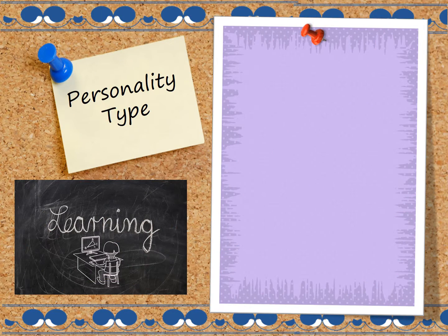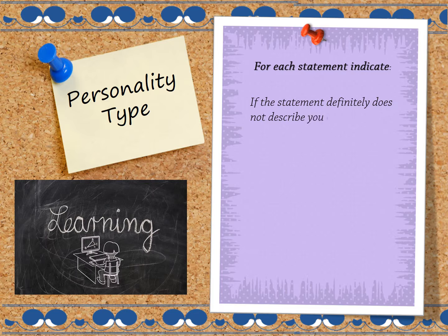This first quiz tests your personality type, and you will notice that you have been given a set of statements. Each statement is divided up into two. So question 1 has given you two statements, 1A and 1B. For each of these statements, you need to indicate the following. If the statement definitely does not describe you, you can give it a 0 or a 1. If the statement does not describe you, say, look, no, this is sort of not me, you're going to give it a 2.